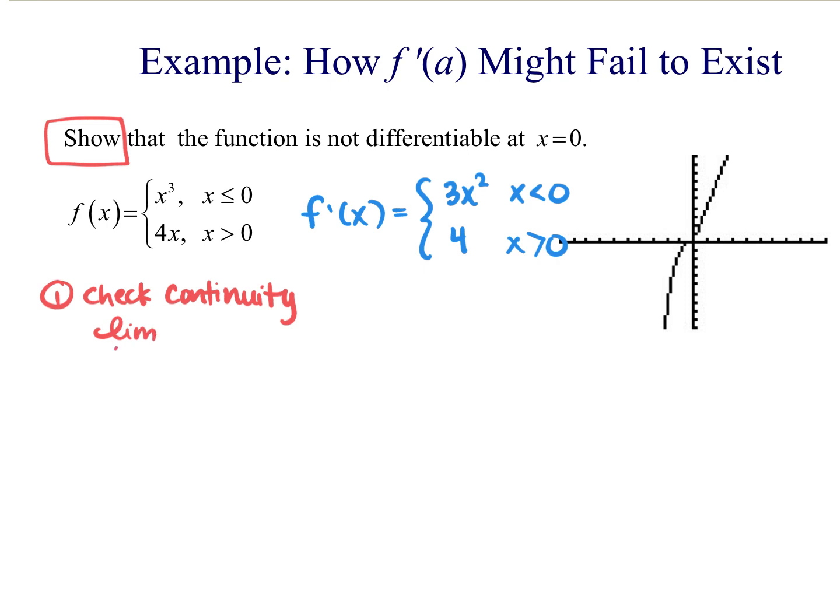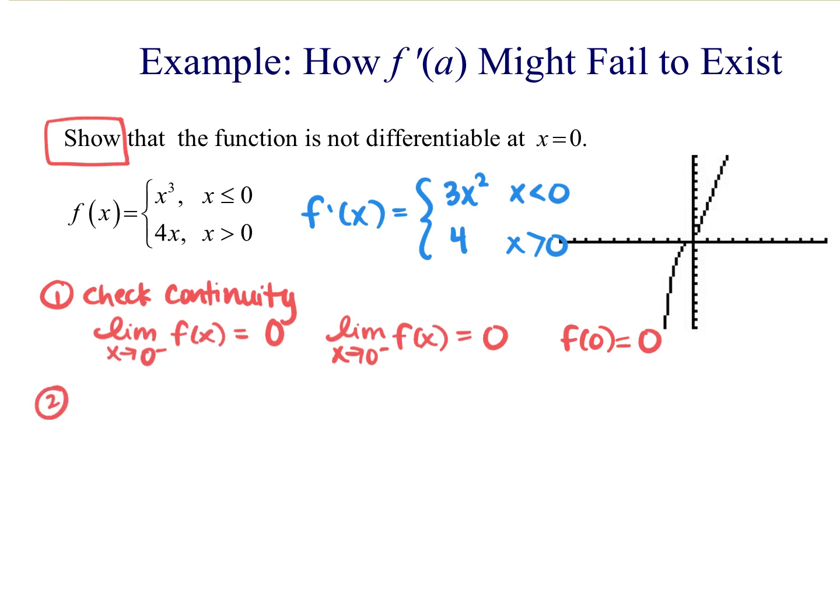So we're going to check the limit as x approaches 0 from the left of f of x. And so using the function, we realize that that value is 0 when I approach from the left. We will check the limit as x approaches 0 from the right of f of x. That is also 0. And finally, we will check what the closed value of 0 is, and that is also 0. So by checking all three things, we've established continuity.